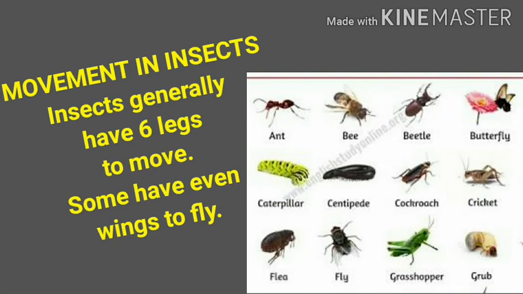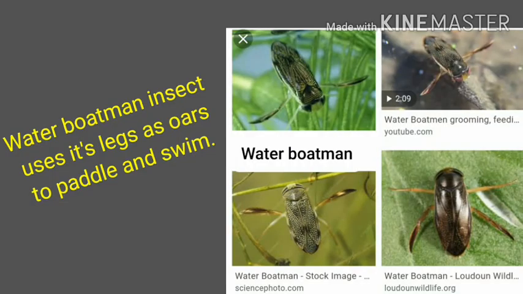Now, movement in insects. Insects generally have 6 legs. Some of the insects have wings to fly, like butterfly, housefly. Spider has 8 legs. Now, the insect water boatman, it can use its leg as oar to paddle and swim over the water.